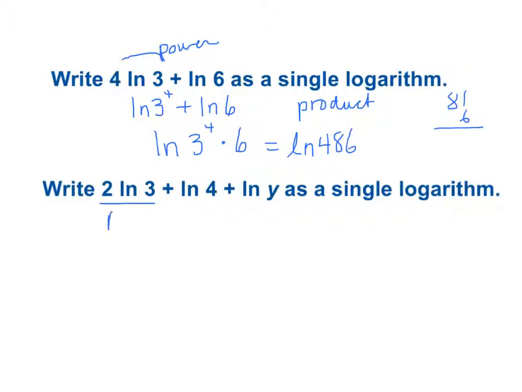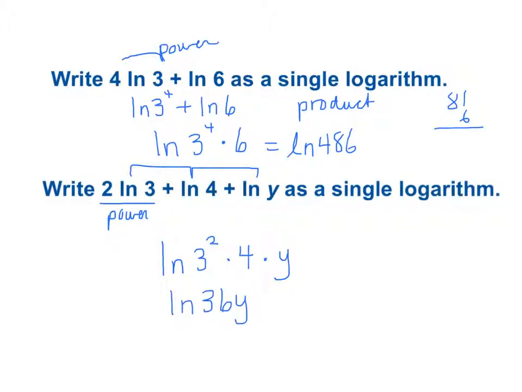So once again, you have the power rule going on here, and then you have the product rule for the rest. So I'm going to have the natural log of 3 to the 2nd times 4 times y. 3 to the 2nd is 9 times 4, so the natural log of 36y. All written as a single log. And if I wanted to convert that to exponential, this would be e to the x is equal to 36y. Now, I don't know why you do that, but you still could.